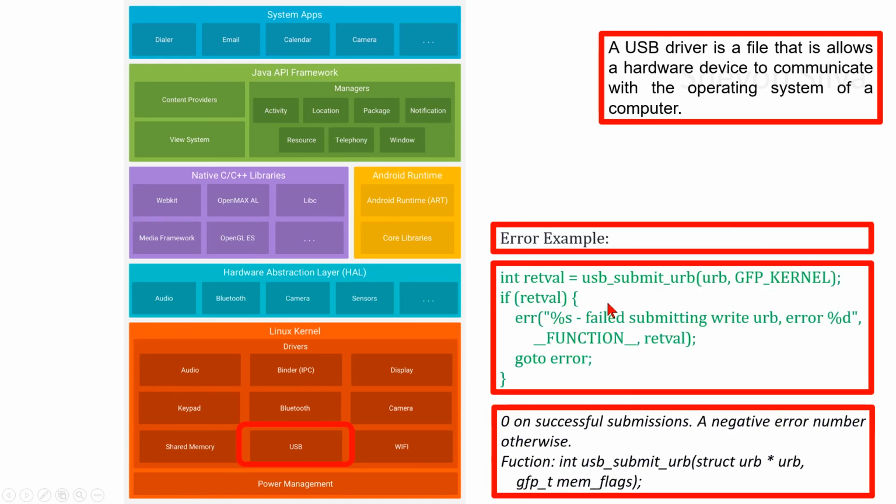As an error example, we can consider the return value of the usb_submit_urb function here. It returns 0 on successful submissions and a negative error number otherwise. Here you can see the error handling code.